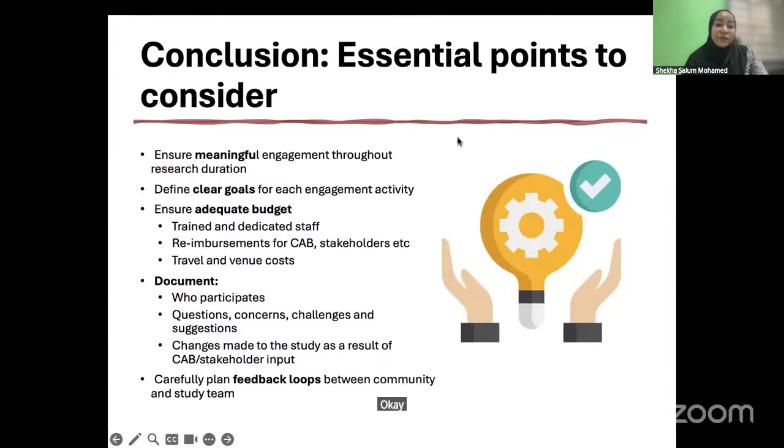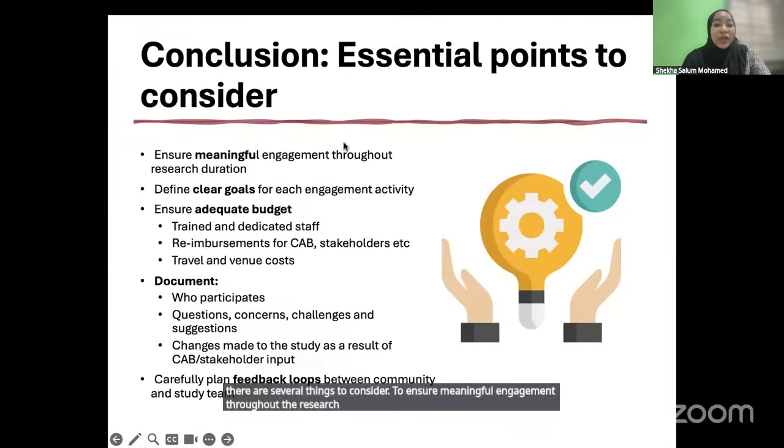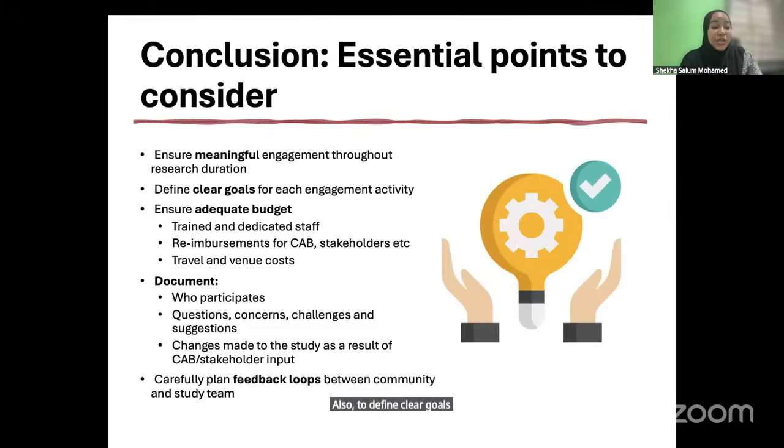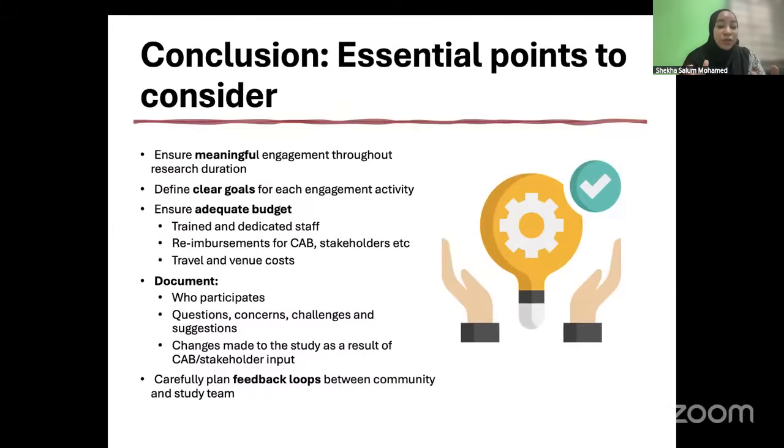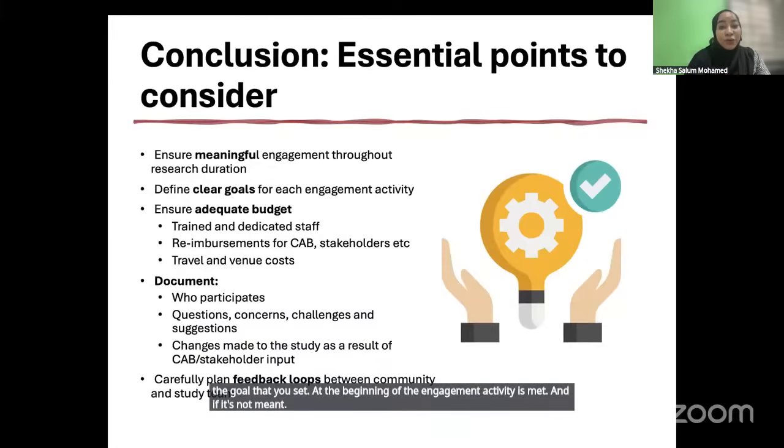Okay, so for the conclusion, there are several things to consider to ensure meaningful engagement throughout the research duration. Also, define clear goals for each engagement activity. It's very important that the goal you set at the beginning of the engagement activity is met. And if it's not met, you have to document why, what went wrong, why you didn't achieve this goal, and what you should do to make sure that this goal is achieved.